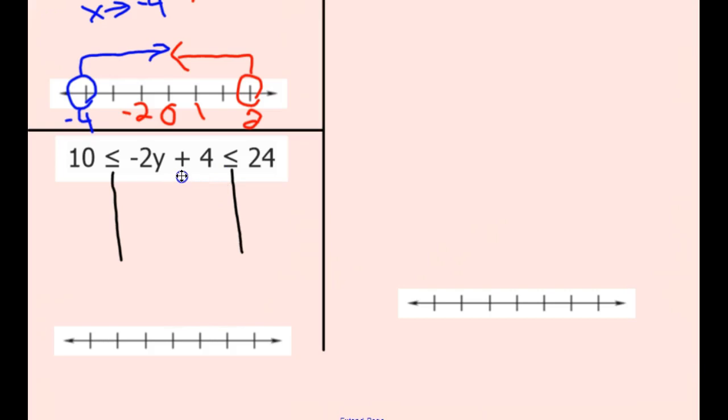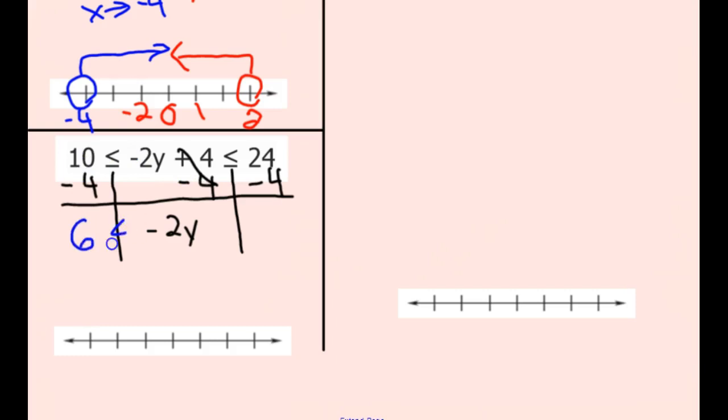First thing we need to do is get rid of this 4. We subtract the 4. What we do in the middle, we have to do to both sides. So subtract 4 from both sides. What we have left in the middle is negative 2y. Ten minus 4 is 6, which is less than or equal to negative 2y. 24 minus 4 is 20.